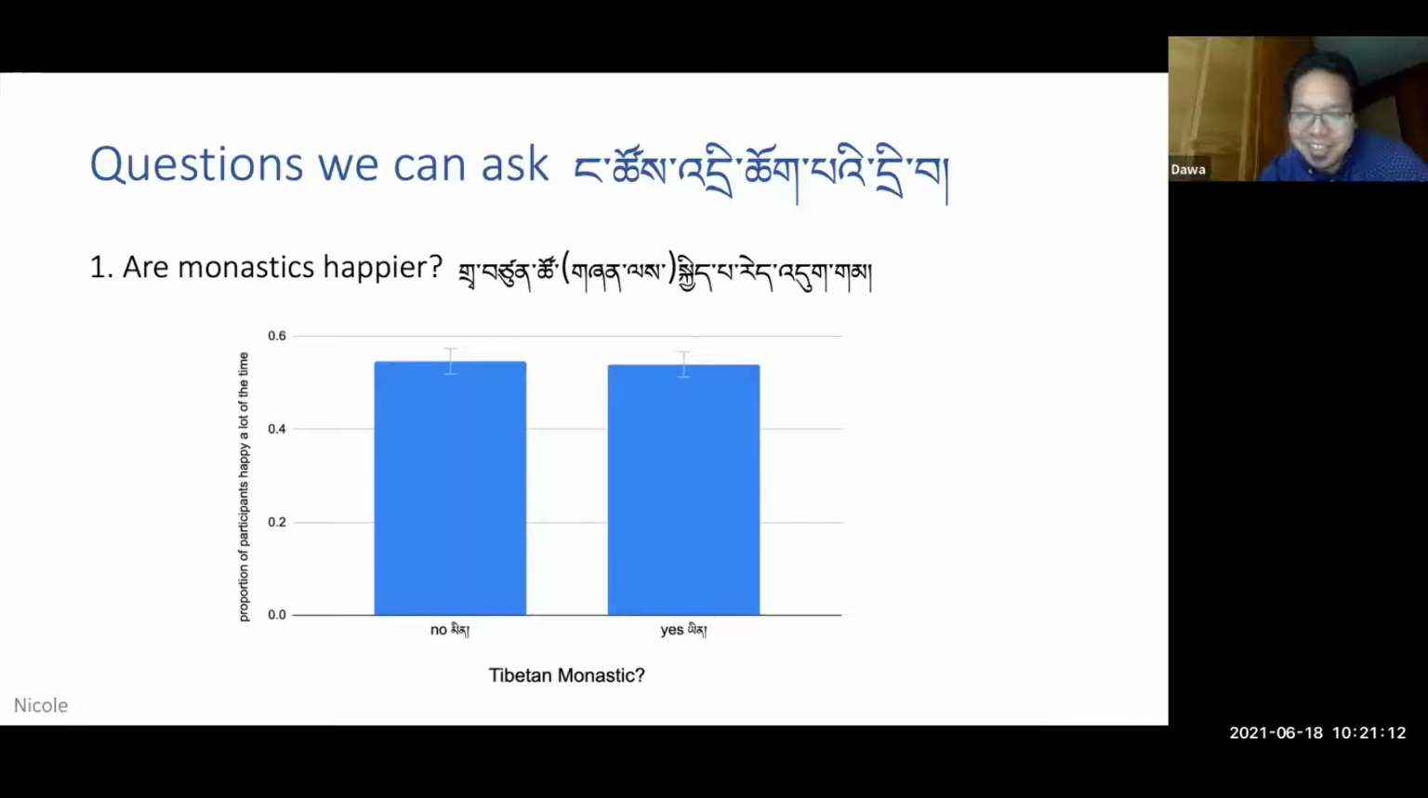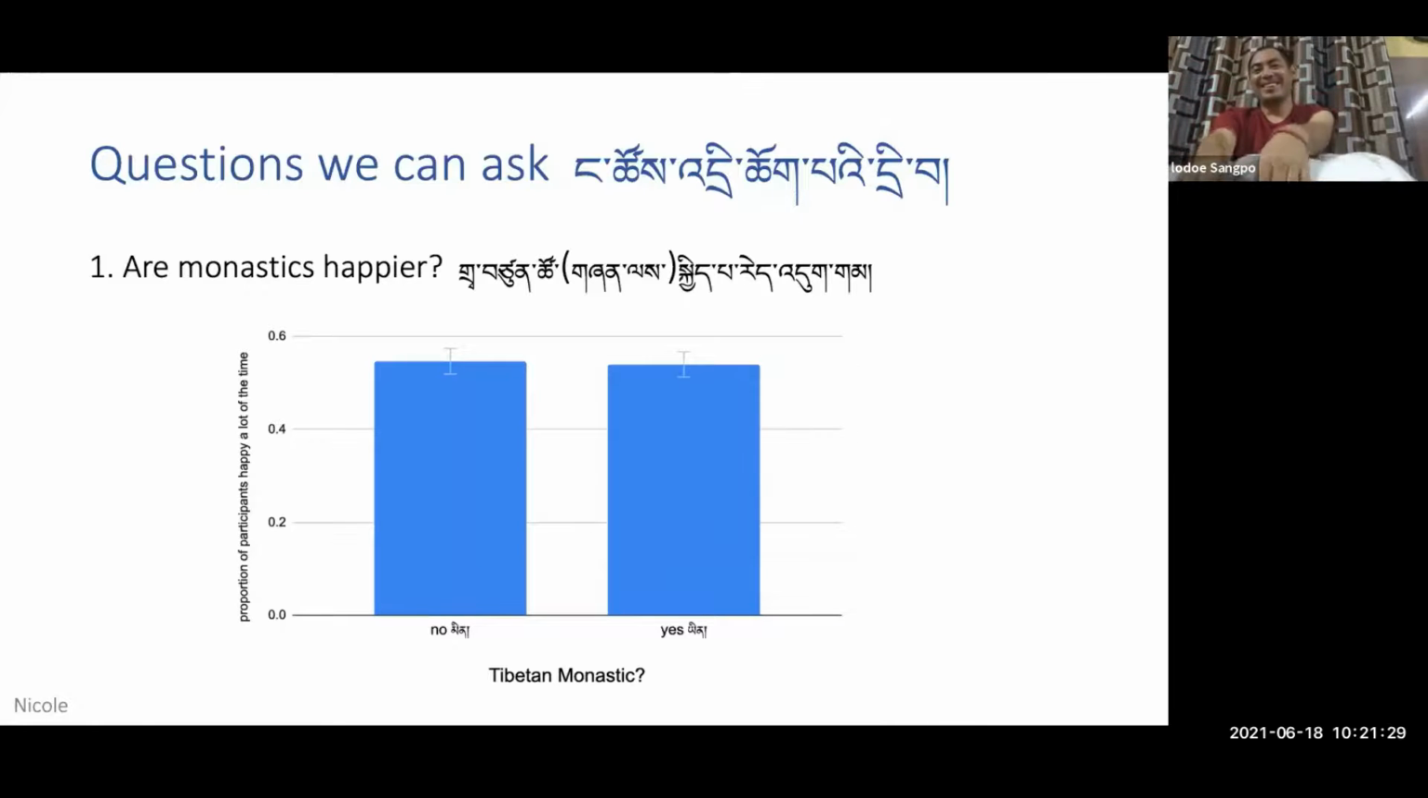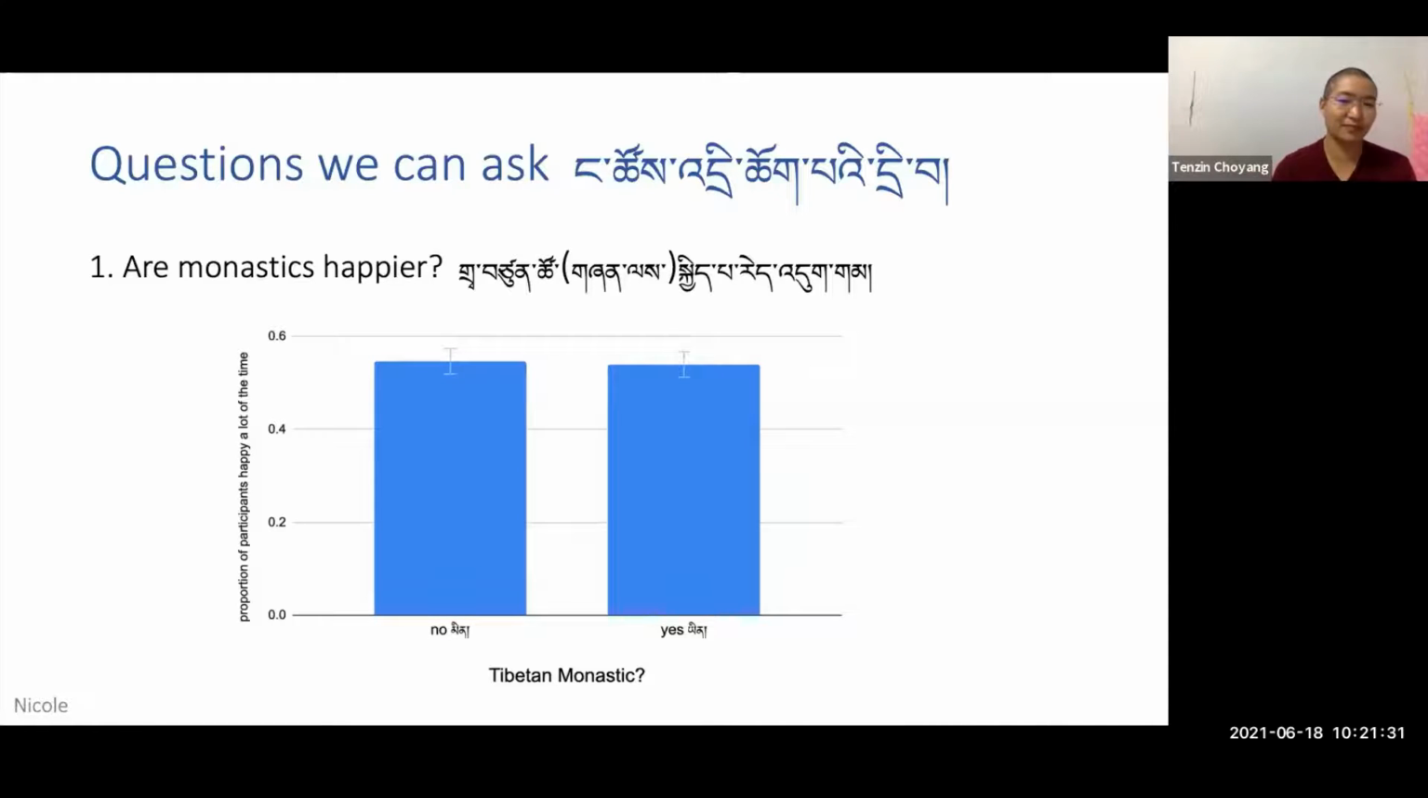They think, yeah, it's expected. For me, it's a little bit surprising. What did you expect? I expected monastics to be happier. But this data shows it's the same, right? Yes, the data shows that it's the same.